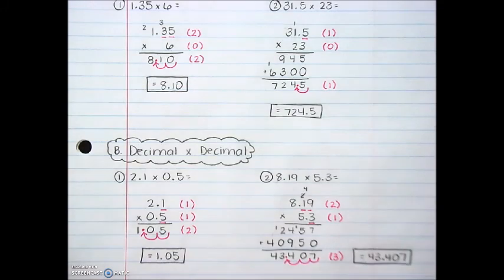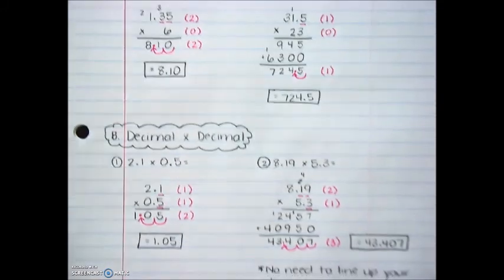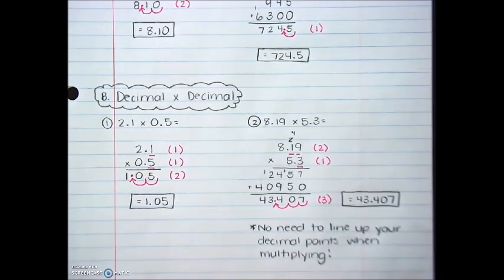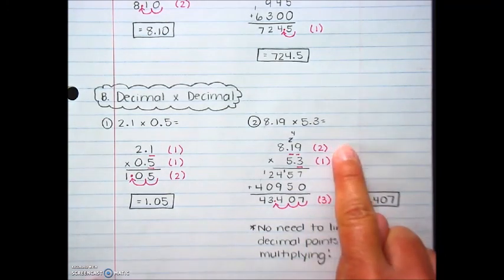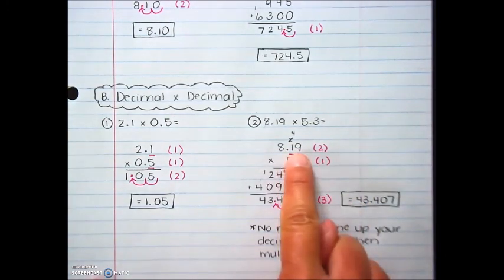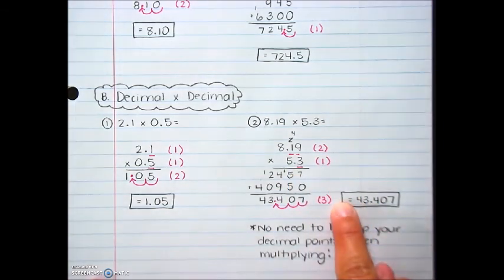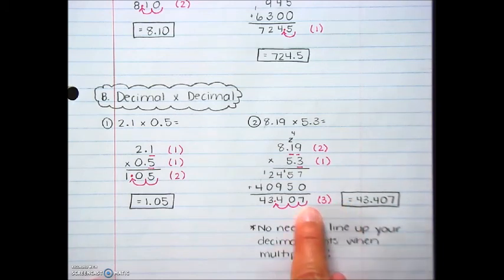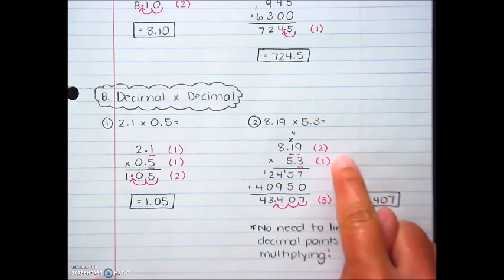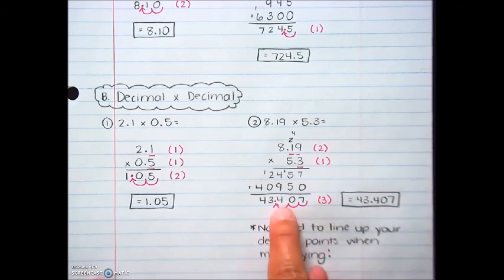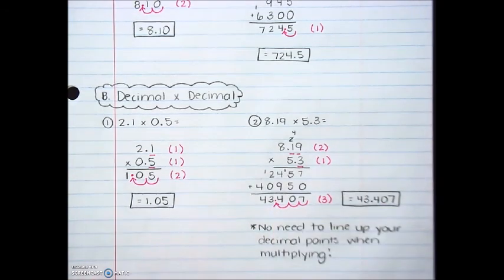So when you're using the traditional method, remember there is no need to line up your decimal points when you're multiplying. The only change is to count the digits after the decimal point, write them down off to the side so you can keep track of them, and then at the end, count from the back of your number so that the sum of these two parentheses is the same as the number of digits after the decimal point in your answer.